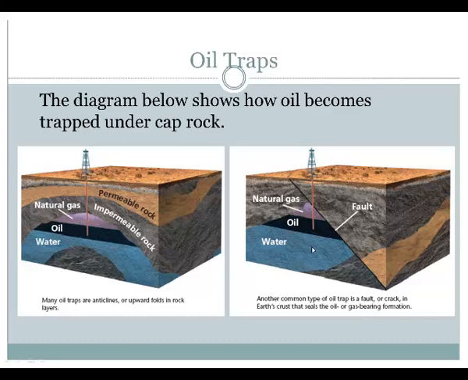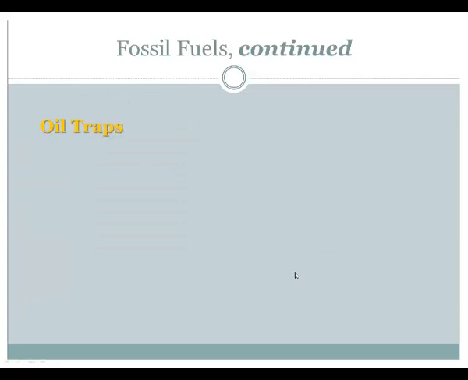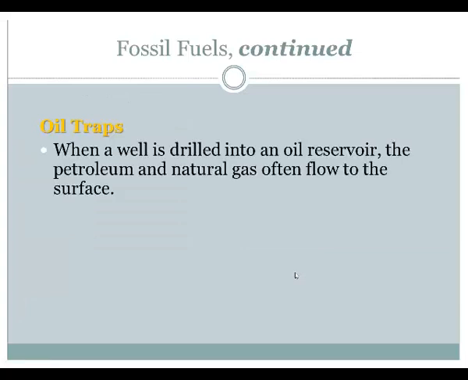This picture over here just shows another formation that occurs usually along a fault line. So you get an area where a cap rock or an impermeable layer kind of slides in over top of an area where water, oil, and natural gas have been forming. Oil traps.